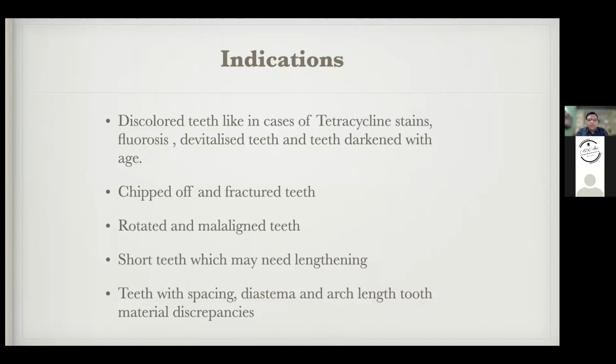Chipped off and fractured teeth, obviously. When you have chipped off teeth, say a patient comes in with an Ellis class 2 fracture and wants a permanent solution that will last him for a long time, veneer is your option. You do not need to look at composites, which could be a temporary option. So a composite is never a permanent restoration, frankly.